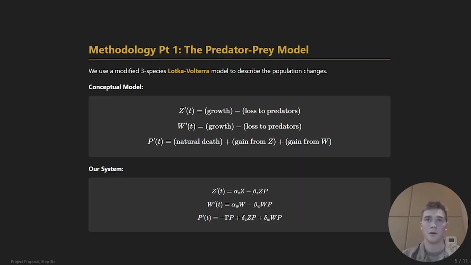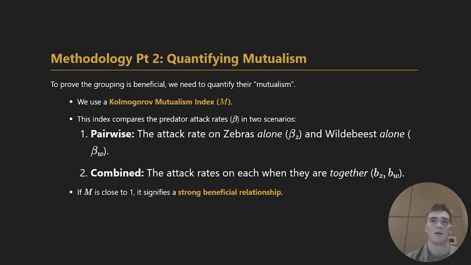The first two equations show the prey populations of zebra and wildebeest growing naturally but decreasing based on encounters with predators. The third equation shows the predator population decreasing from natural death but gaining energy or growing from successful encounters with both zebras and wildebeest in which they kill the prey. This model alone does not answer the question.